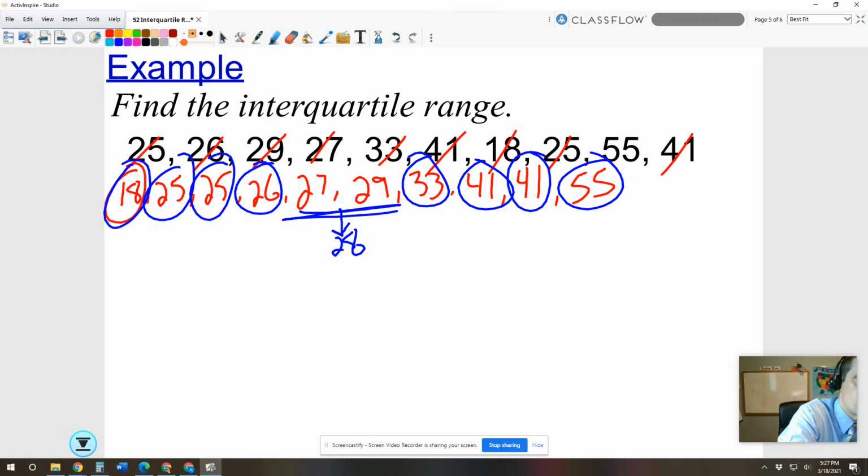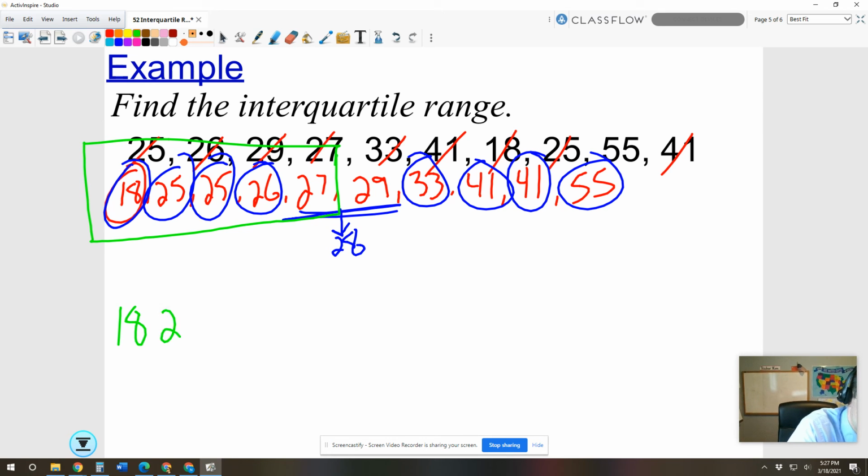Now we are ready for Q1. I'm going to take all values below the median. We said our median was 28, so below it is 27 and under. 18, 25, 25, 26, and 27. And we're going to find the median of those.